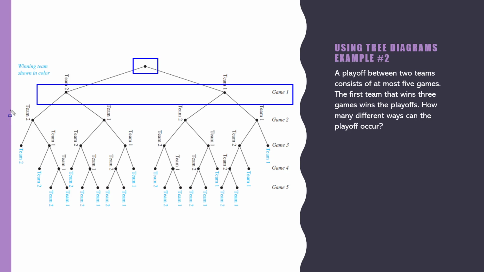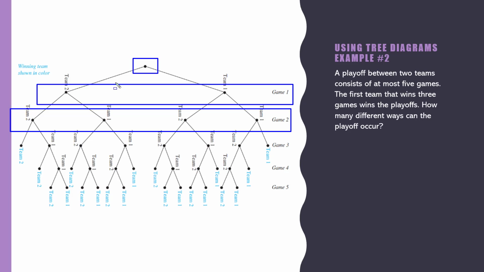Now, game 2, we have this chunk of stuff right here. These are all the game 2 options. In game 2, where team 2 won the first time, team 2 could win again or team 1 could win. Over here, team 2 could win or team 1 could win. So now we have a path that goes 2-2 or 2-1 or 1-2 or 1-1. Make sense? Good?